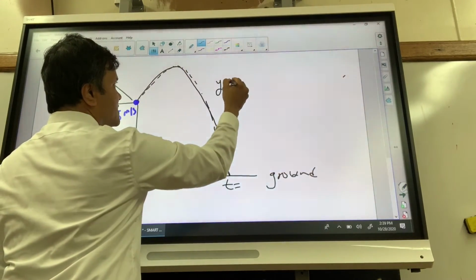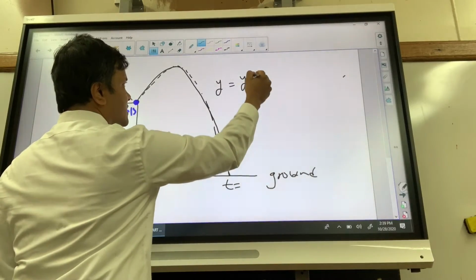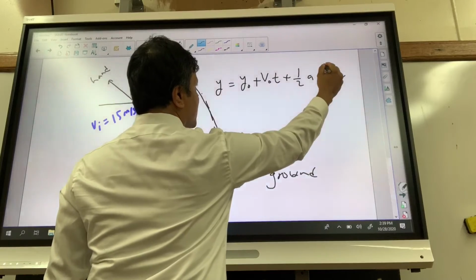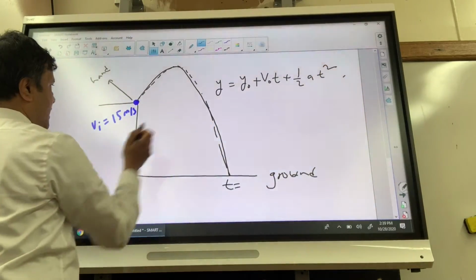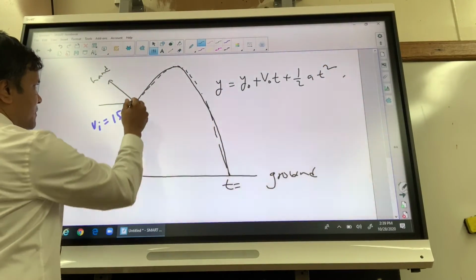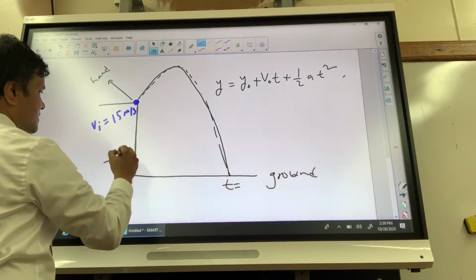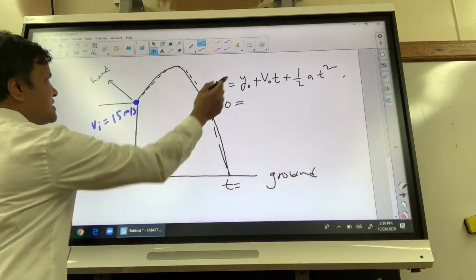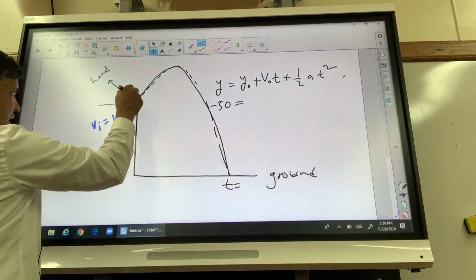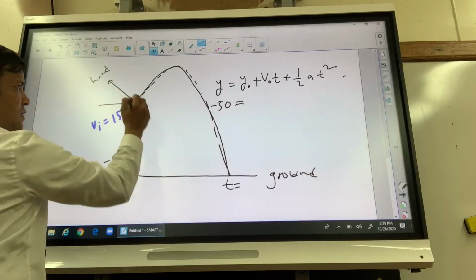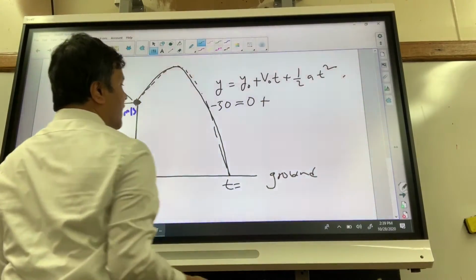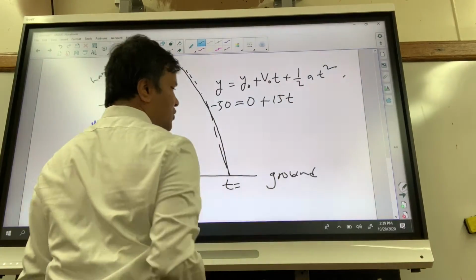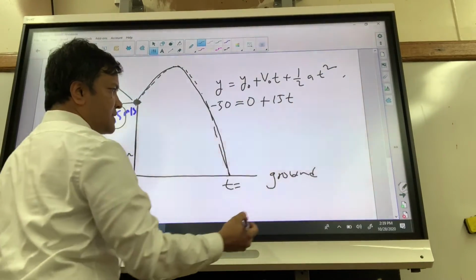So y is equal to y naught plus v naught t plus one half a t squared. We know that y is negative 50 meters. So we're going to say negative 50. Y naught is 0 because this is my hand, x and y, this is 0, 0. So this is 0 plus v naught, which is 15, so 15t.